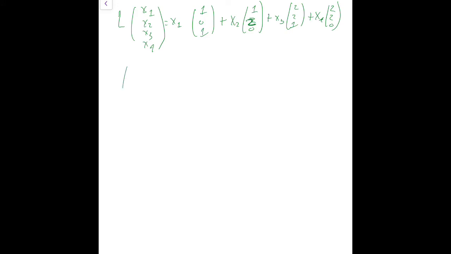Okay, so now the matrix for this transformation is 1, 0, 1, 1, 2, 0, 2, 2, 1, 2, 2, 0. Okay, and again, the first thing that I'm going to do is swap the second and third row, just so that all of the pivots are to the left of the pivot in the row above it.